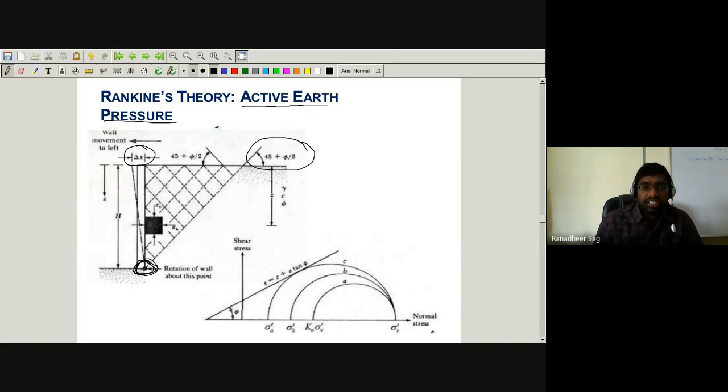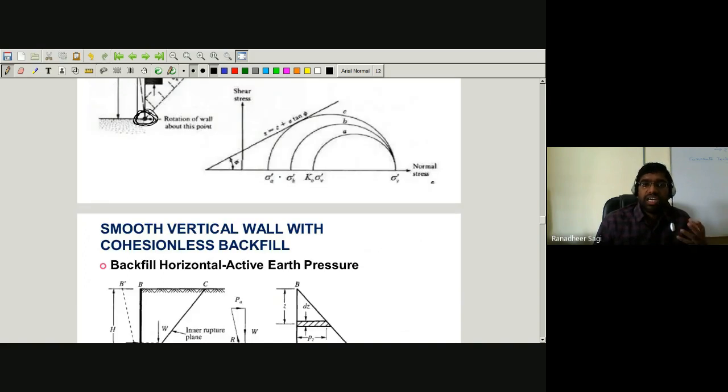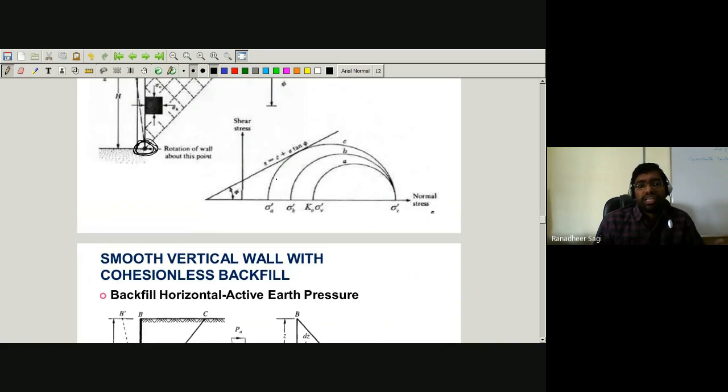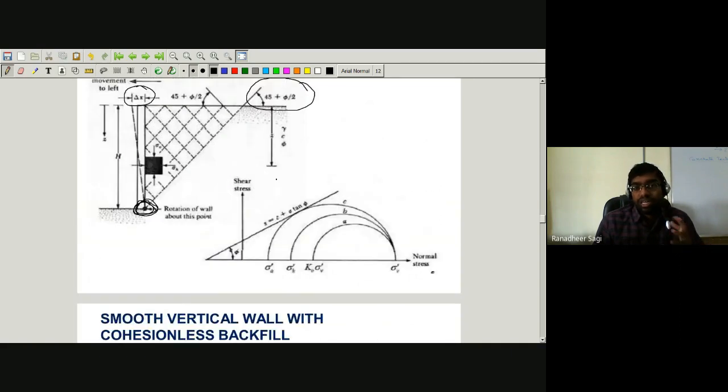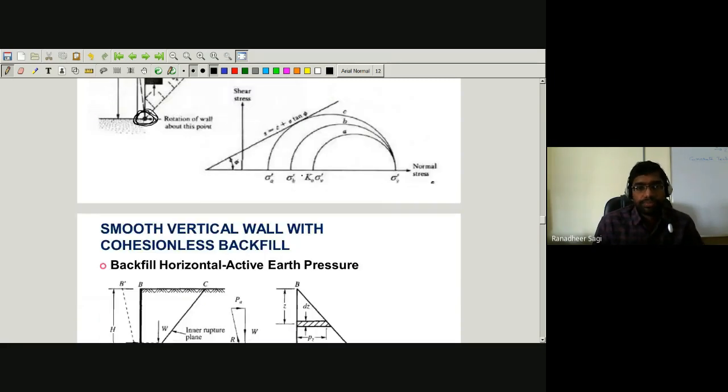And when it comes to the case of the passive state, the failure plane, I should not call it the failure envelope, would exist at an inclination of 45 minus phi by 2 with the horizontal, or 45 plus phi by 2 with the vertical. So, we have discussed this in detail already.